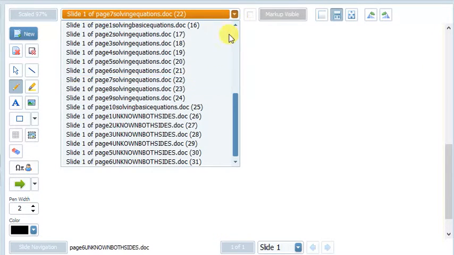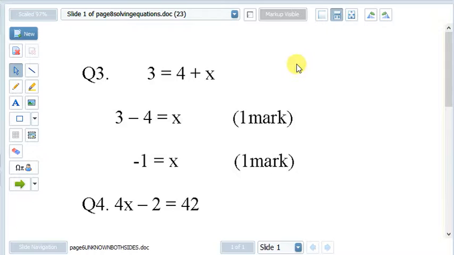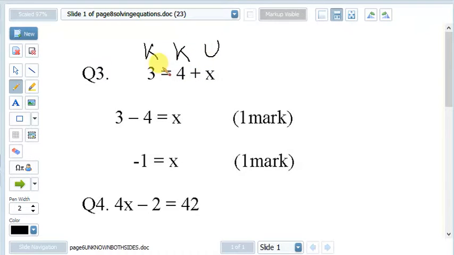Okay, so question 3 now. So question 3 is set out a little bit differently, but it's still okay. So what we've got is 3, which is a known, 4, which is a known, and x, which is an unknown. So again, yeah, we've just got to move that across there. And remember, it's the sign in front of the 4. Okay, so the sign in front of the 4, if there's no sign present, then it's a plus 4 on this side. So a plus 4 on this side, when we move it across, becomes a minus 4.